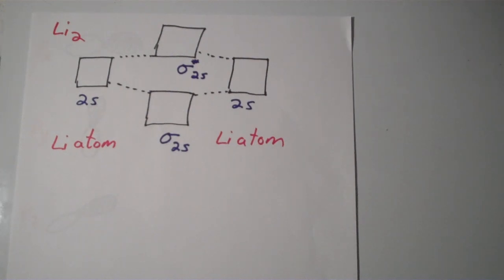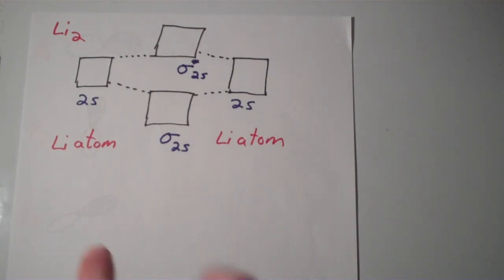Alright, so in this video I'm going to go over the molecular orbitals of period 2 homonuclear diatomic molecules. Period 2 just means the second row of the periodic table, and homonuclear diatomic means you have two atoms of the same element bonded together. The first element in the second row of the periodic table is lithium. If we were to look at the molecular orbital diagram for Li2, it would look like this.